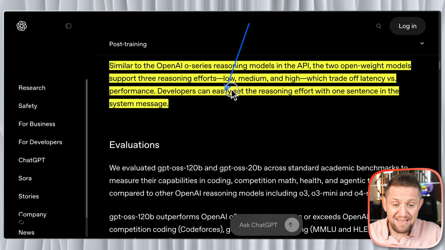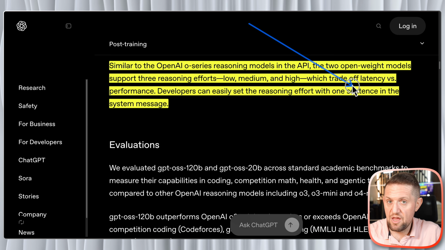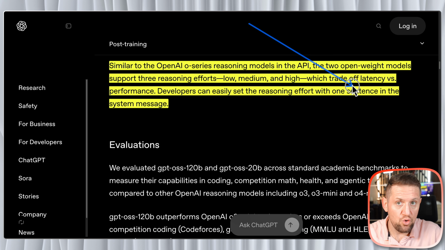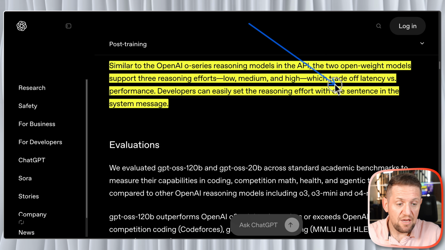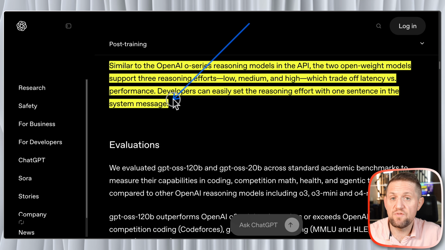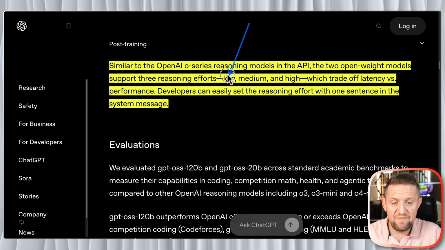It seems that setting this effort level is not done like with their other models, which have a clear setting in the API call that you make. Instead, they say developers can easily set it within one sentence in the system message. So it will be part of the system message, where you prompt it with which effort level you want it to use.